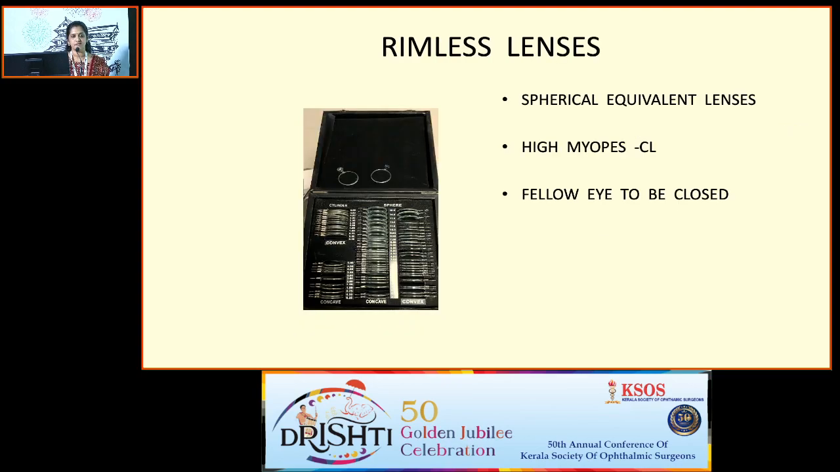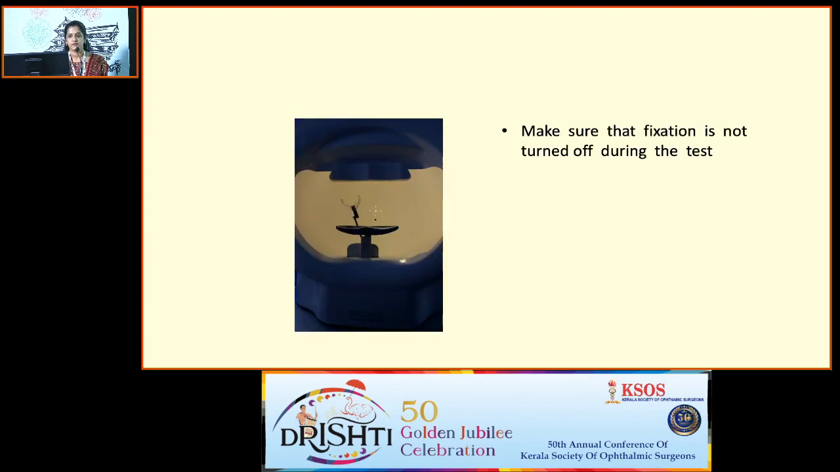Use rimless lenses and not those lenses from your trial frame, because that will create an edge artifact. If you have an added astigmatism, use a spherical equivalent and don't put 2 lenses in the same frame, because that will again cause an error. High myopes or high hypermetropes, you can use contact lenses, again to avoid the defects which can be caused. Make sure that the fellow eye is closed properly, otherwise that eye will keep on wandering and it will cause a lot of fixation losses.